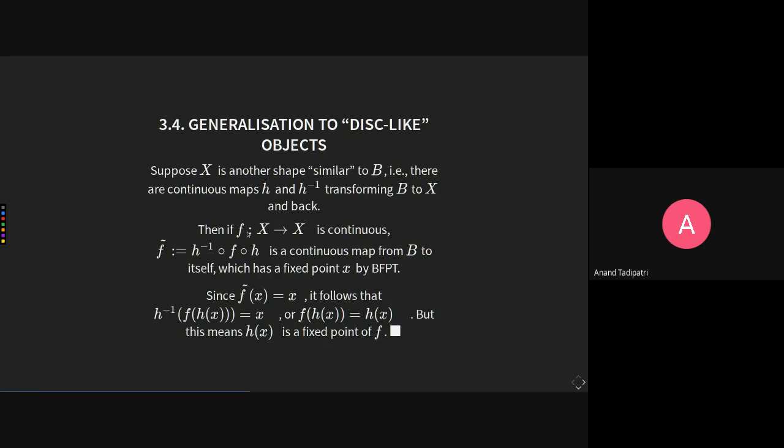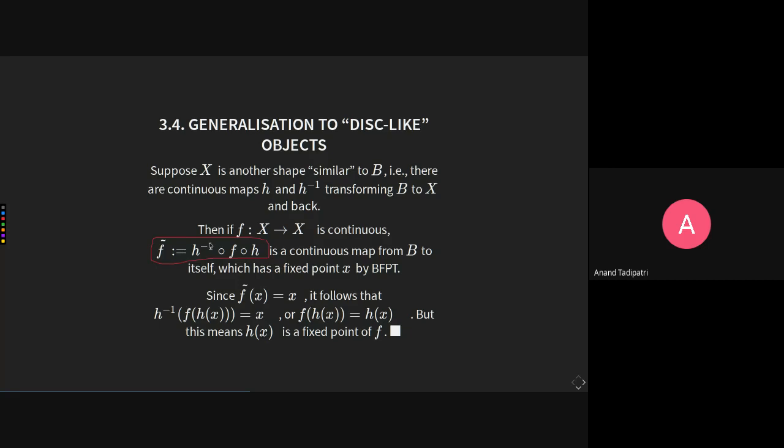So we know that X is disk-like, so we can turn B into X, and then we can apply F, the function that we have, and then what we get lies in X. And since X is also disk-like, we can turn back into B. And if you're fond of notation, this is what it looks like. We're defining F tilde to be first apply H, then apply F, then apply H inverse.